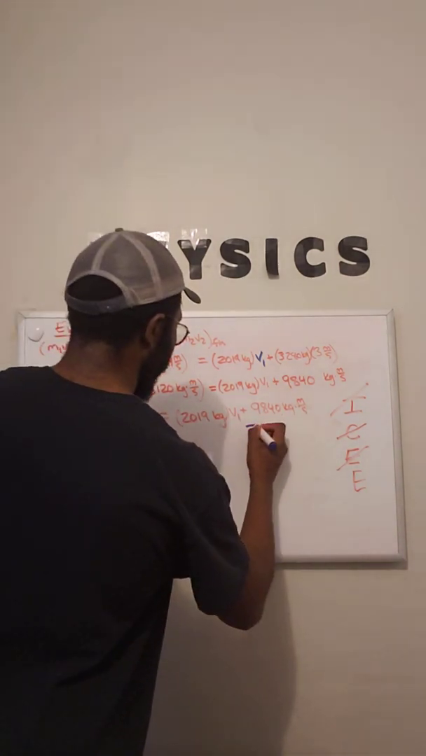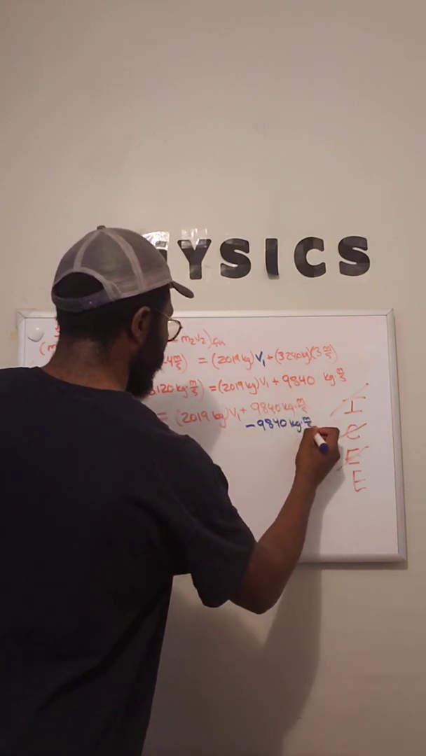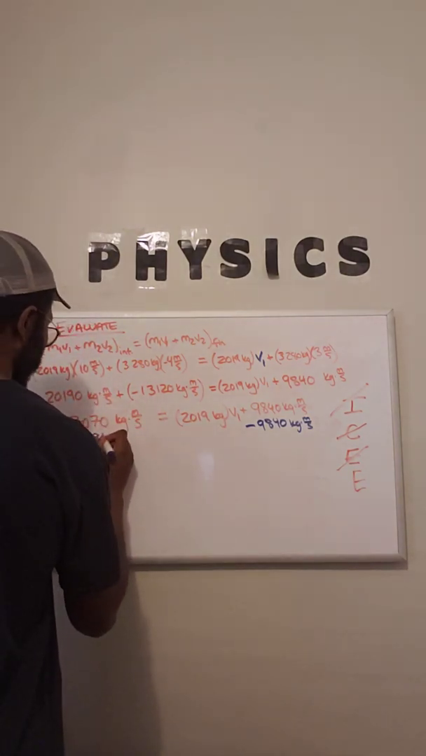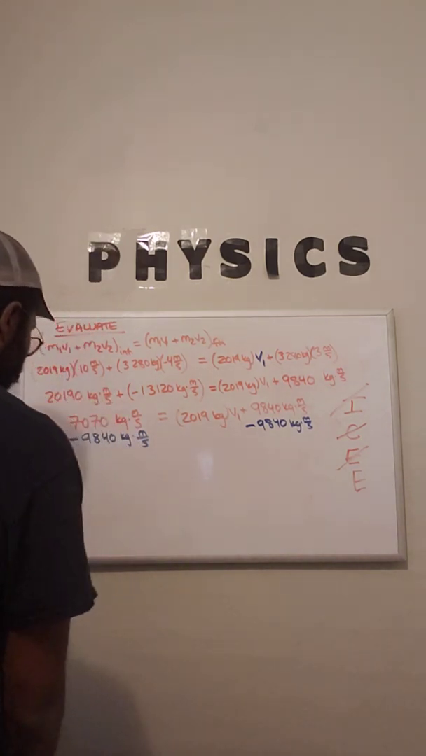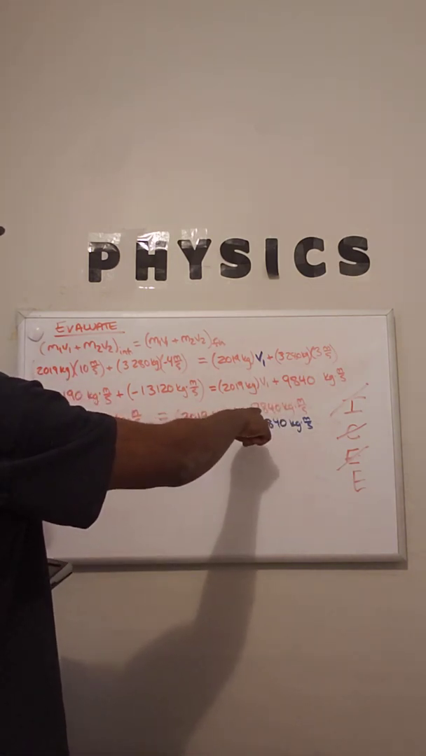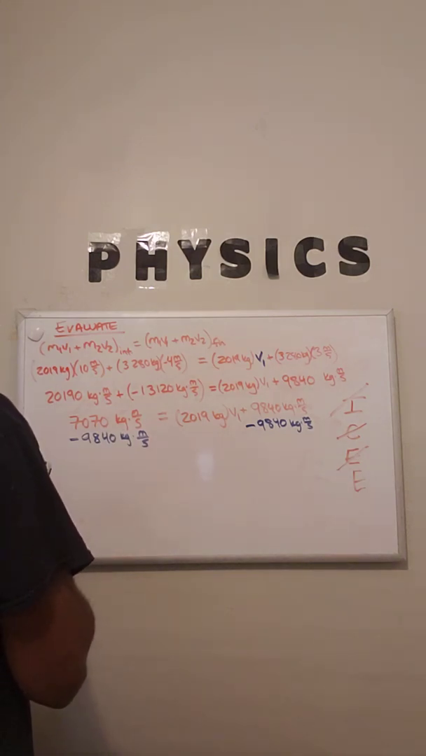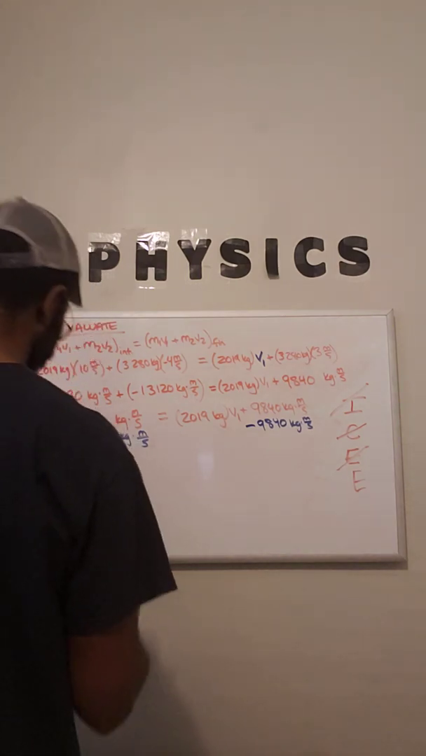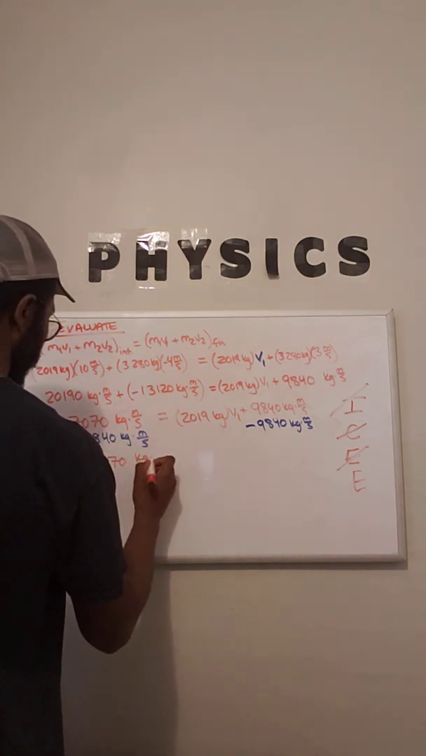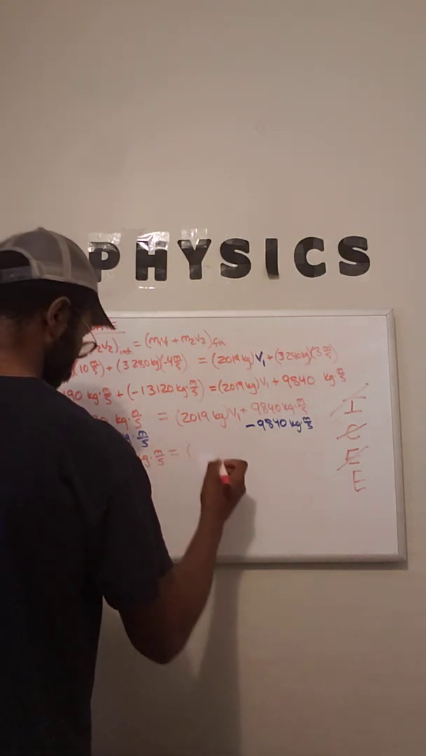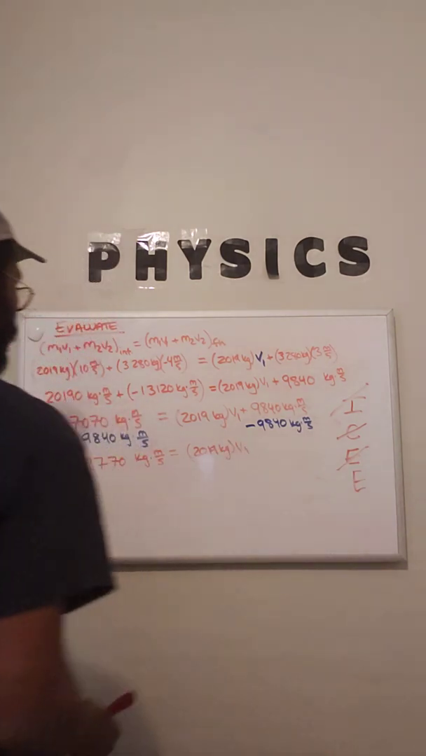All right, so I'm going to subtract 9840 kilograms times meters per second. I'm going to subtract it from this side too, 9840 kilograms times meters per second. After we subtract that, this is going to equal 0, because that minus itself is 0. And now I have 7070 minus 9840, which equals a negative 2,770. My units stay the same, kilograms times meters per second. Great. And now I still have 2019 kilograms times V1.